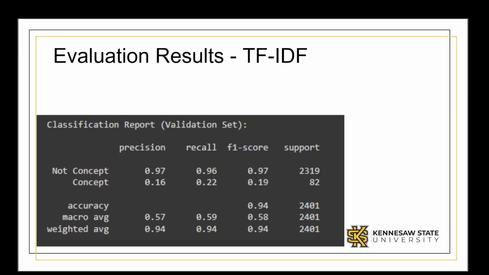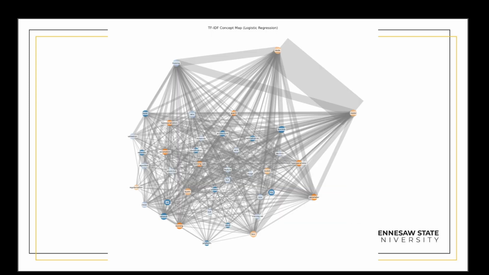Moving forward, we're going to see each of the four approaches with a table followed by a graph, starting with TF-IDF. So as expected, a logistic regression model is not the ideal case for this task. We can see there's about a 16% precision in identifying concepts with a recall of 22% and an F1 score of 19. It struggles to tell you what is a concept, but it can tell you what isn't.